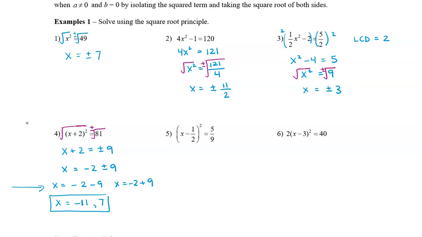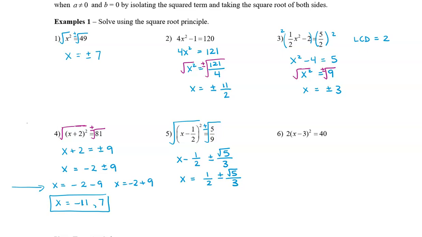So again, the binomial is already squared all by itself. So we can square root both sides. And when we do that, we're going to put the plus or minus. So we have x minus a half. And then plus or minus. And we can't square root 5, so we're going to put square root 5. But we can square root the 9, so that's going to be 3. Move the half over by adding it to the other side. So we have a half plus or minus root 5 over 3.